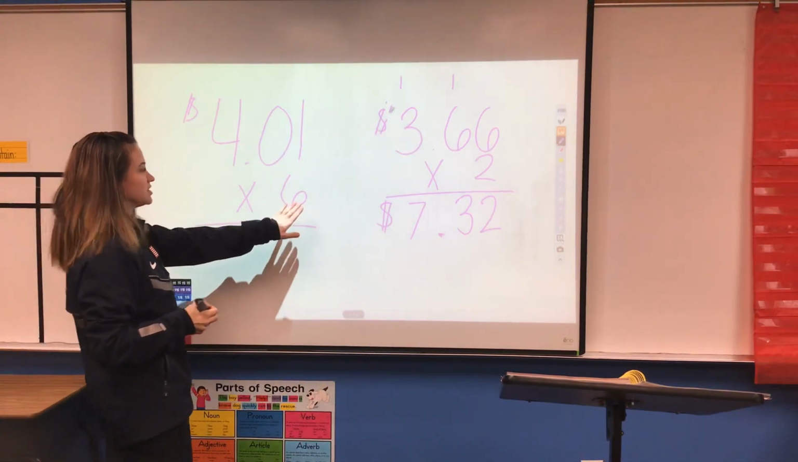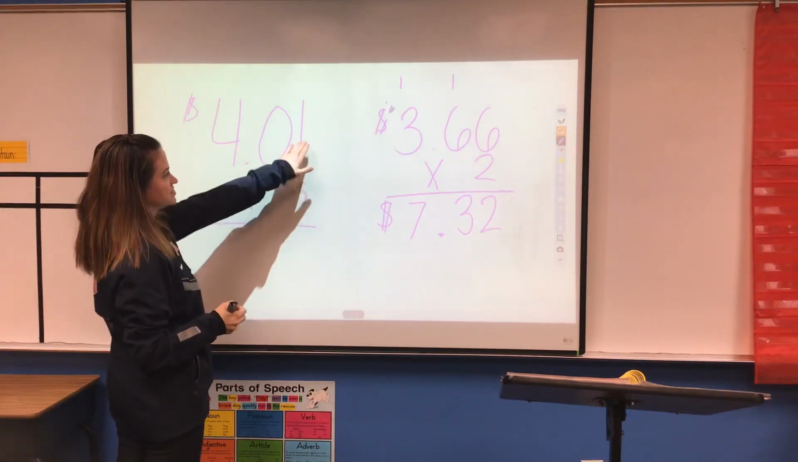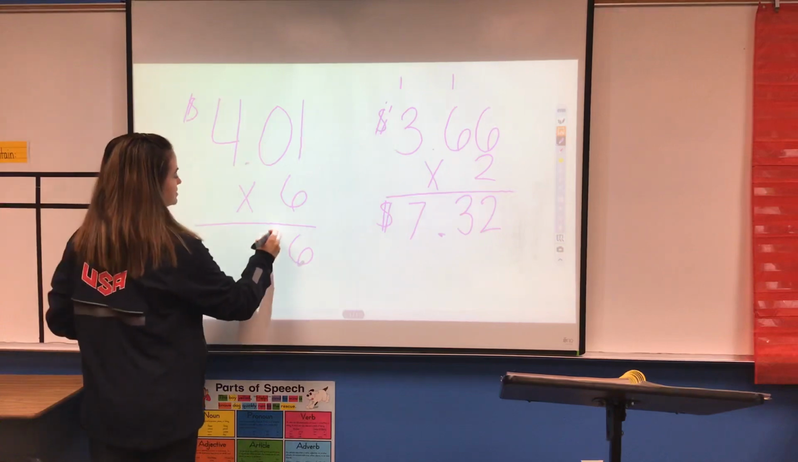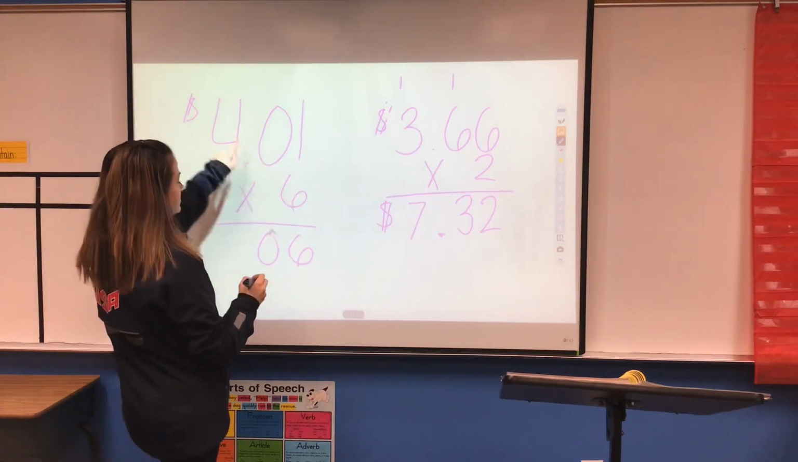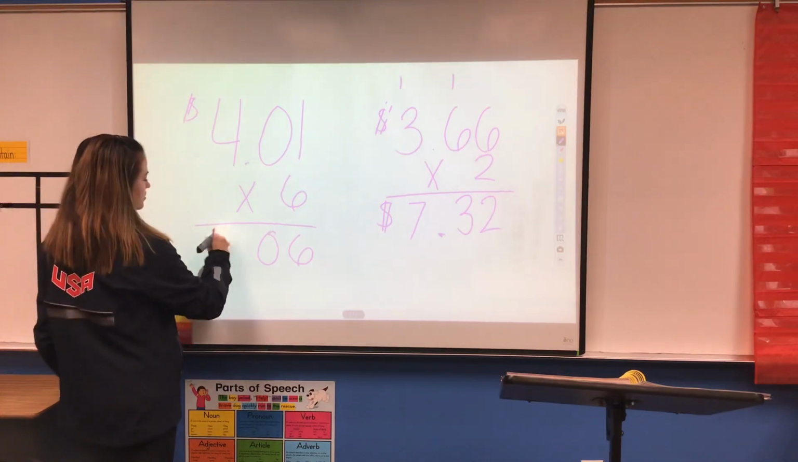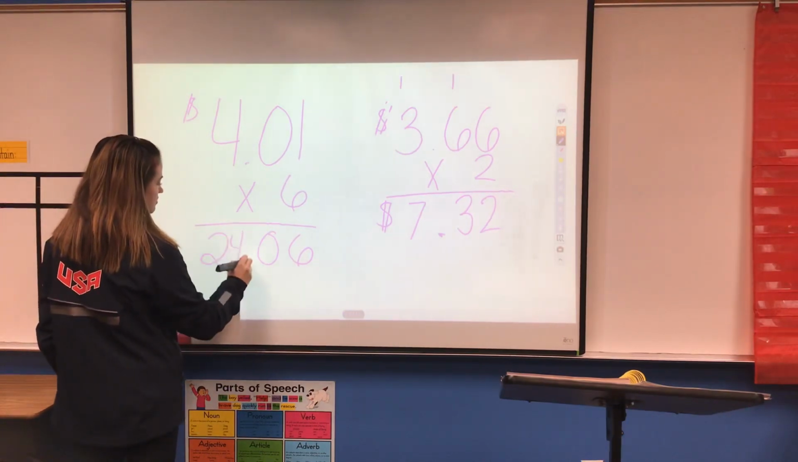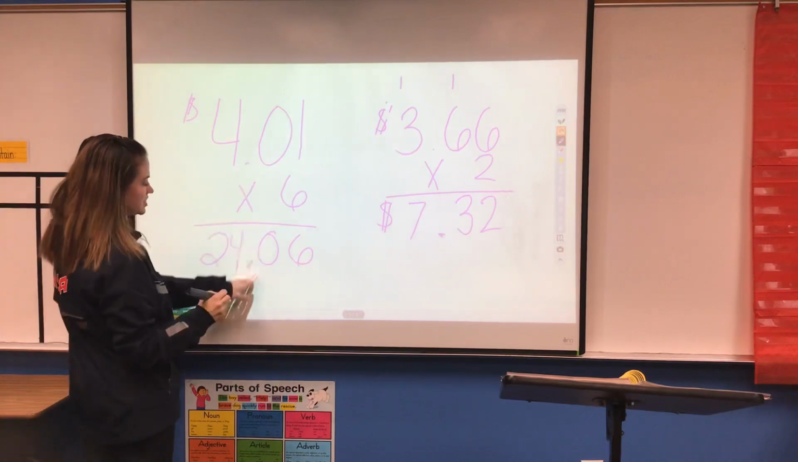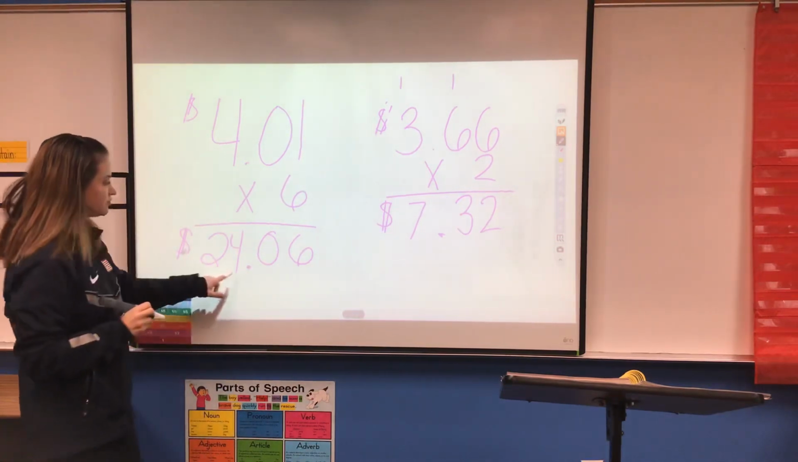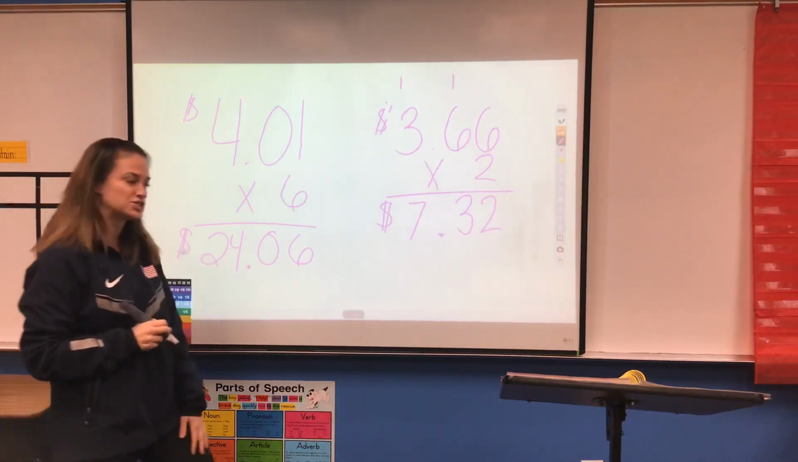So here we're going to look at the ones digit first again. You have 6 times 1 is 6. 6 times 0 is 0. And 6 times 4 is 24. And since there's no number to carry over, you just put the 24 down here. Bring down your decimal point after the 2 digits. And you should get $24.06. Good job, guys.